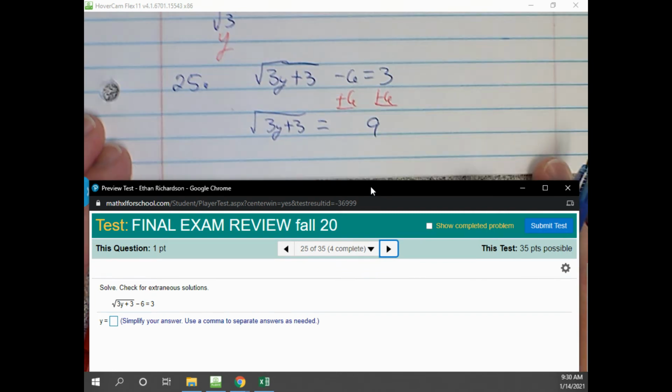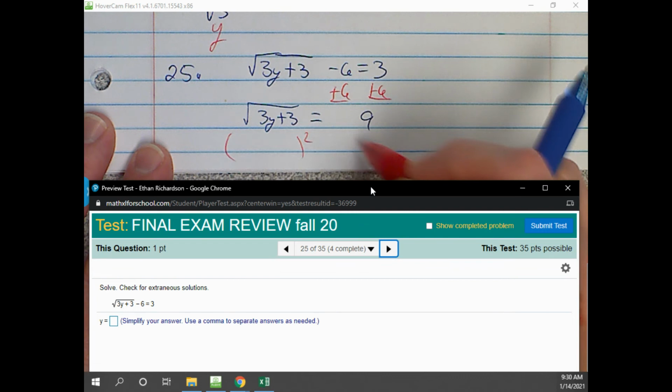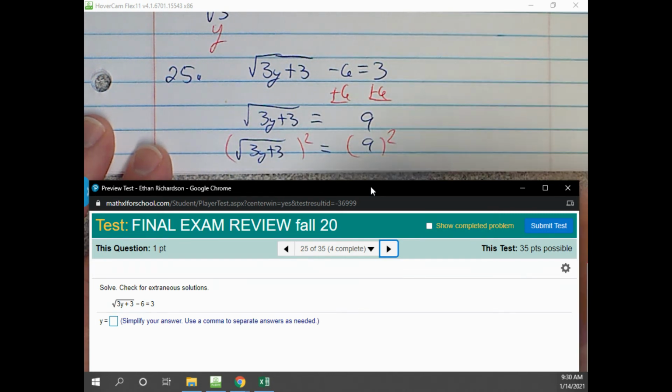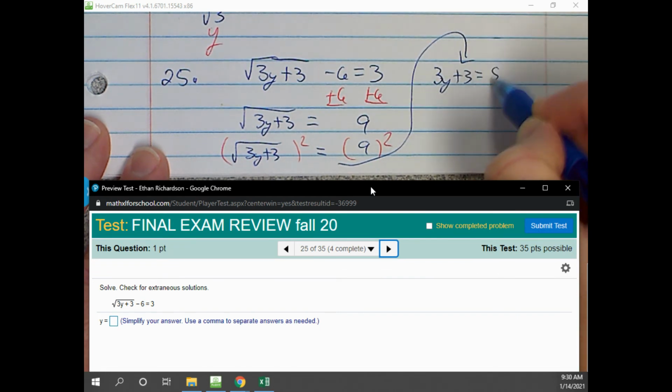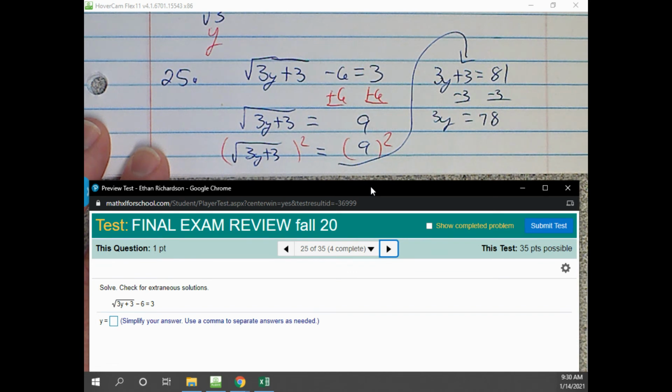And once you're here, you only have one big thing left to do. To get rid of the square root, we're going to have to square both sides. If you square a square root, the square and square root knock each other out. So that would bring us back up here to 3y plus 3 equals 81. Subtract the 3. And then take 78 divided by 3, and that should be 26.